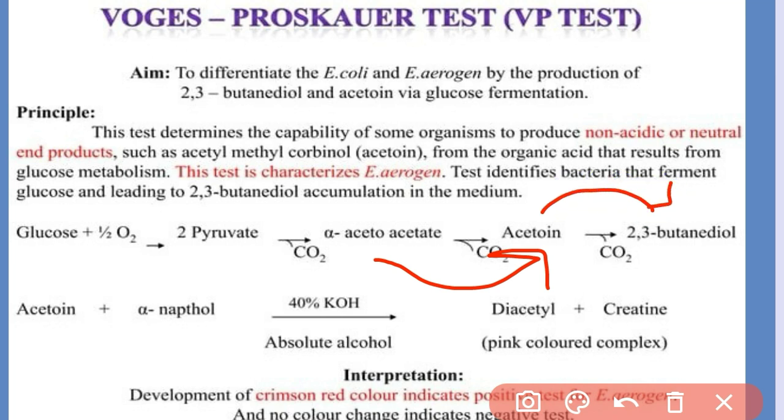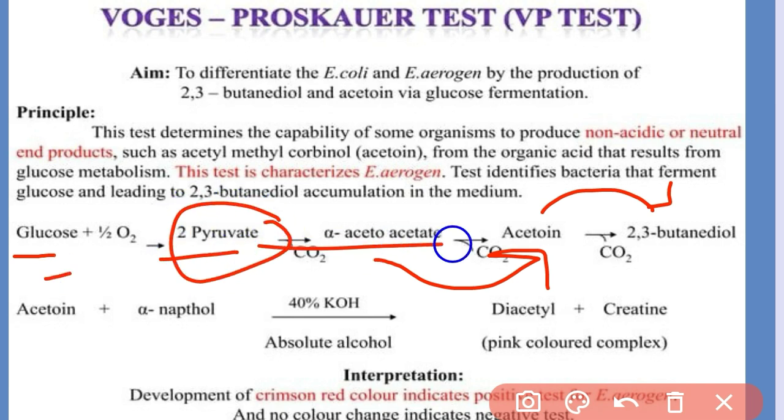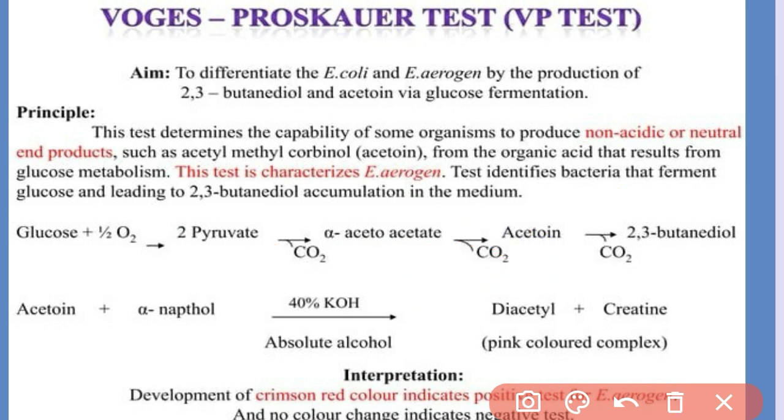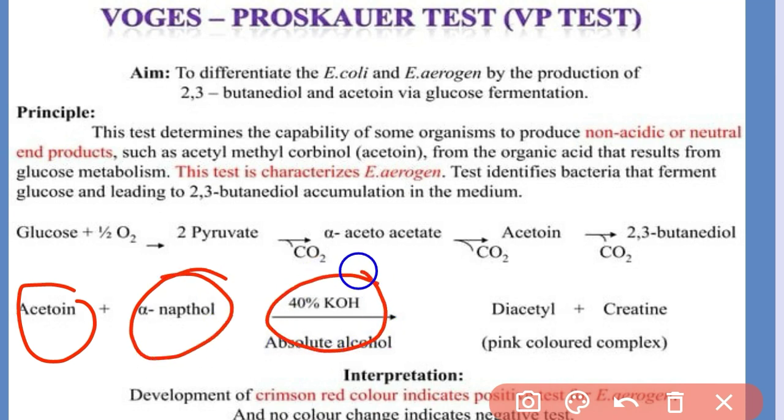These two compounds, acetoin and 2,3-butanediol, are non-acidic compounds, and formation of a non-acidic compound from glucose is the mechanism of this Voges-Proskauer test. Some organisms, after formation of acid from glucose, convert this acid into a non-acidic compound, for example Enterobacter aerogenes. The formed acetoin is detected by using a reagent, alpha naphthol, in the presence of 40% KOH.